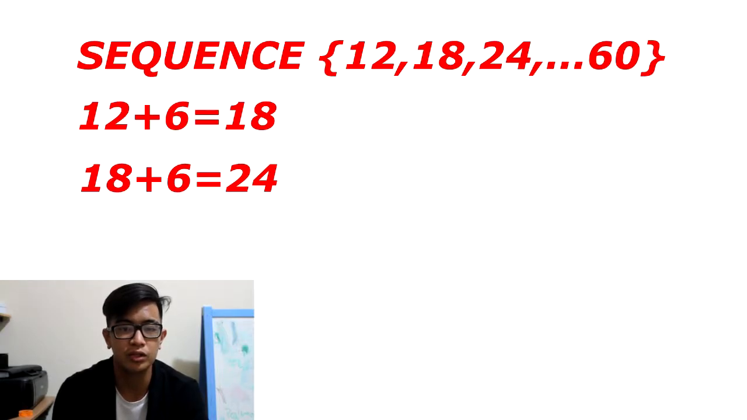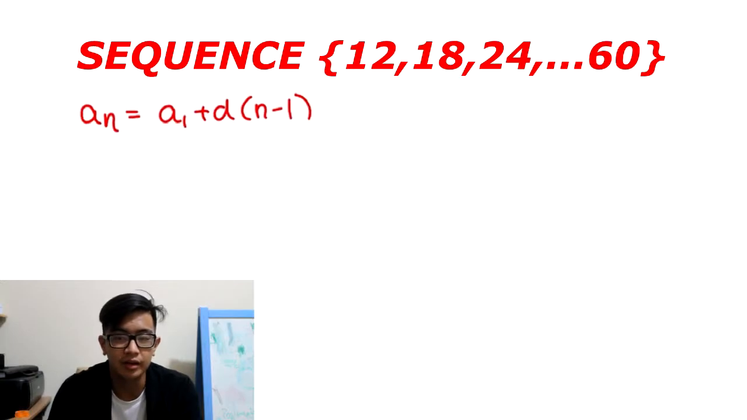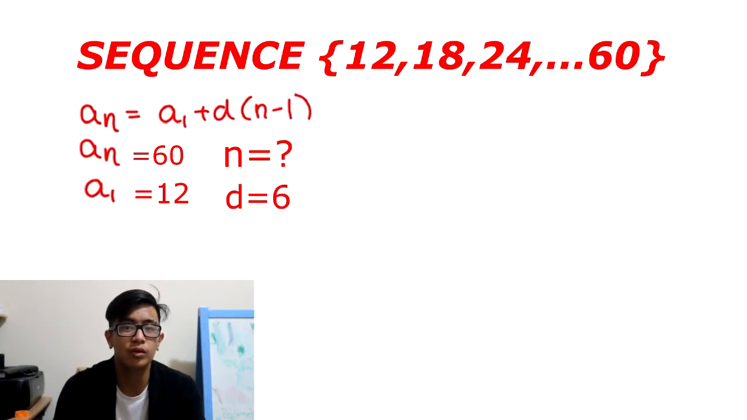So we are going to solve this using the explicit formula. We start off with a sub n equals a sub 1 plus the common difference times the quantity of n minus 1. Now, a sub n is the last term in our sequence. A sub 1 represents our first term and n represents the number of weeks, which is unknown for us right now. We do need to know the common difference, which is adding 6 from one week to another.